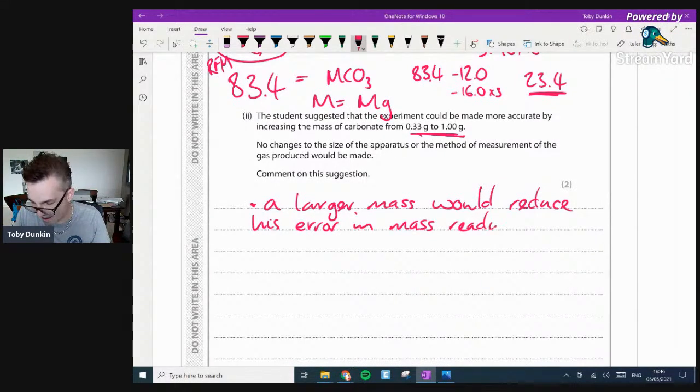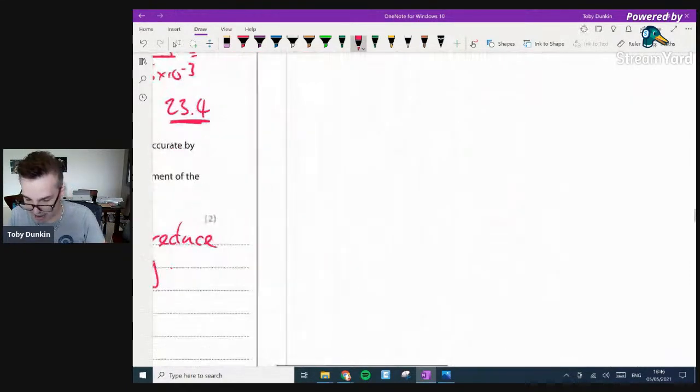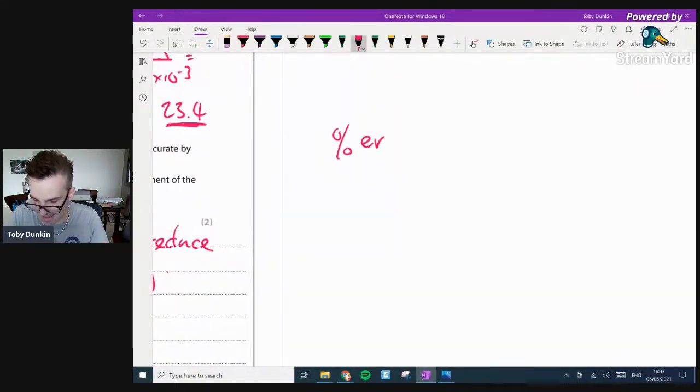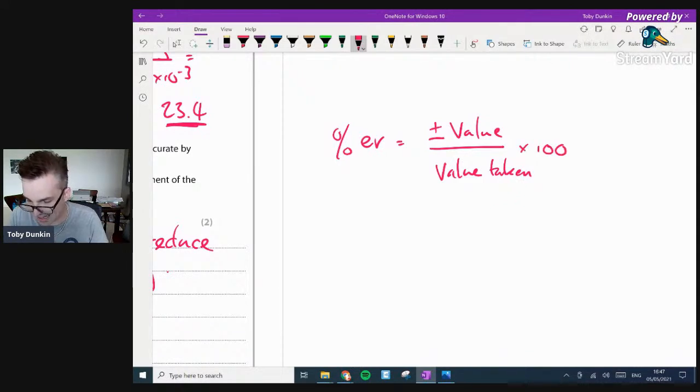Yeah, we know that your percentage error, so just a little bit of taught here, percentage error equals your plus or minus value divided by your value taken times 100. So the plus or minus value for a set of scales is quite small. It's about plus or minus 0.01, depending on the scales you use. It's a two decimal place balance. It's very reasonable. Yeah, and he took 0.33.